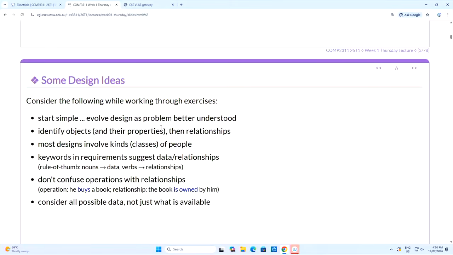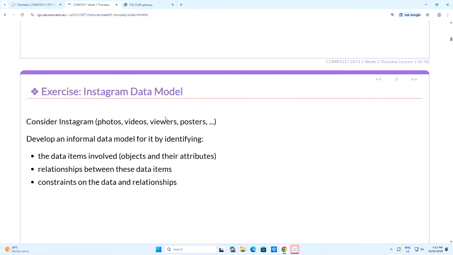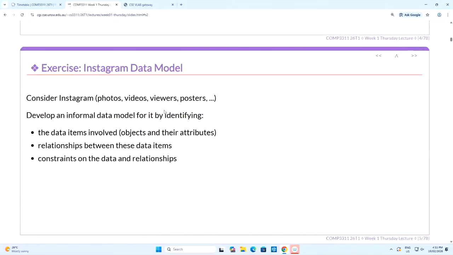You need to talk to your boss, and you need to understand what is required of your database. Here's an example. Let's say we're back in the .com era, and we're building Instagram again.